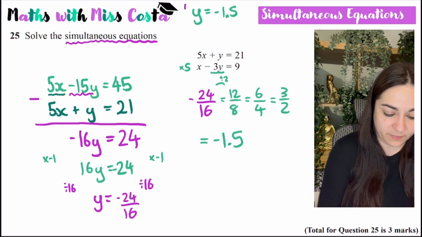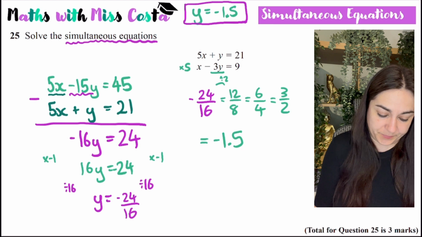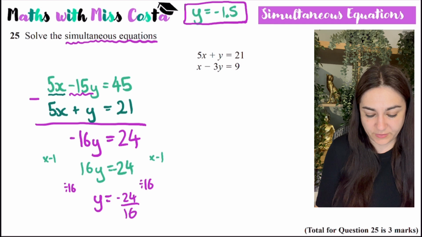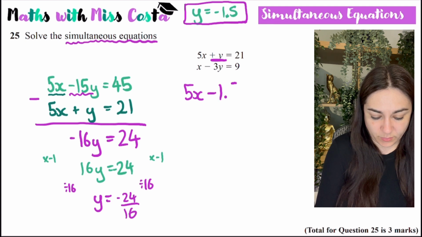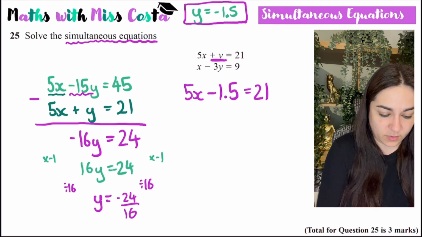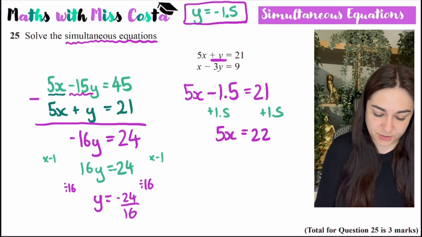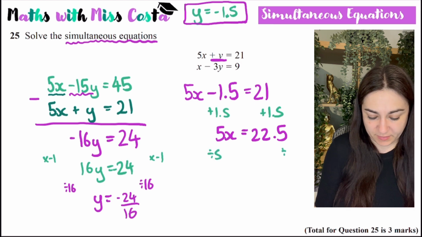So I've worked out what one variable is. Now I need to substitute y as negative 1.5 into one of my equations. The easiest one would probably be this one, because it's just one lot of y. So I've got 5x minus 1.5 must equal 21. So therefore, I'm going to need to add 1.5 to both sides of the equation. So 5x equals 22.5. And then I'm going to need to divide both sides by 5.